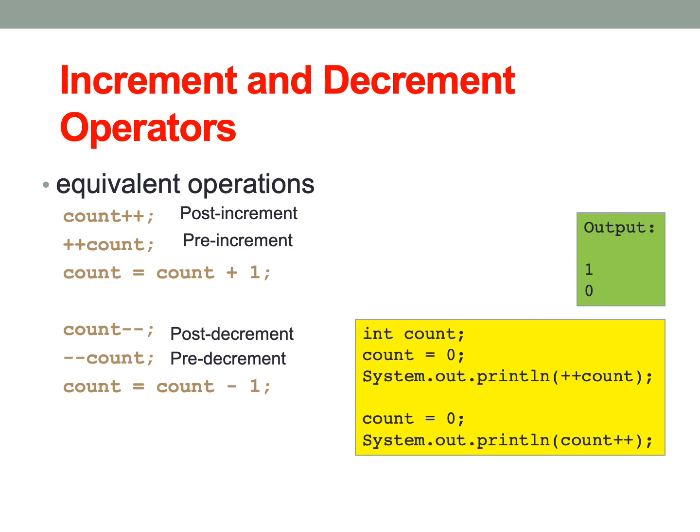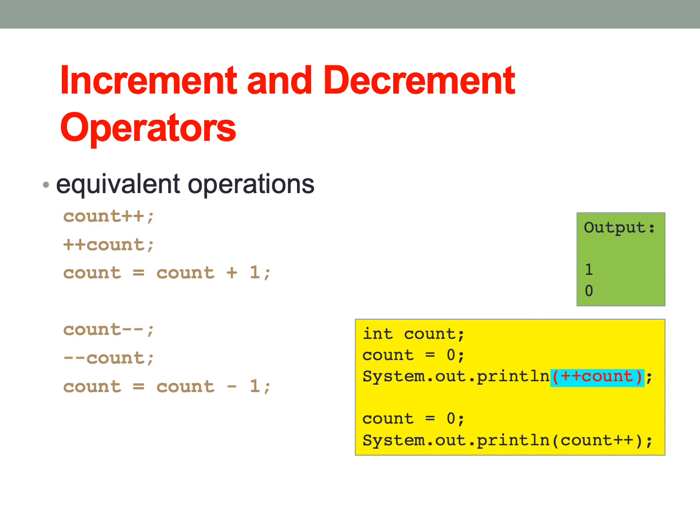It's easier to explain through code. So let's look at this code where we have int count and then count equal to 0. So we have declared and initialized our variable called count. If we write System.out.println ++count, the output that we will get is 1. But if we write System.out.println count++, the output will be 0. So why do we get this different output?